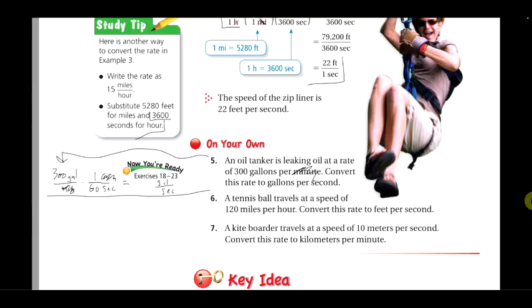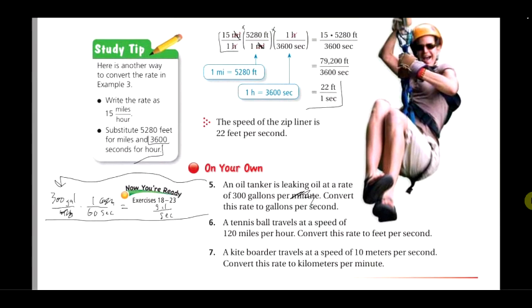Number 6 here, we have a tennis ball travels at a speed of 120 miles per hour. Convert this rate to feet per second. We'll essentially do exactly the same as we were doing earlier up in the example problem. And you'll realize that the only thing that changes here is, instead of 15, you can write 120 and set up that whole equation. So that's being able to use an example to your advantage. In fact, this 15 right here, write 120, get out your calculator and do some good math.